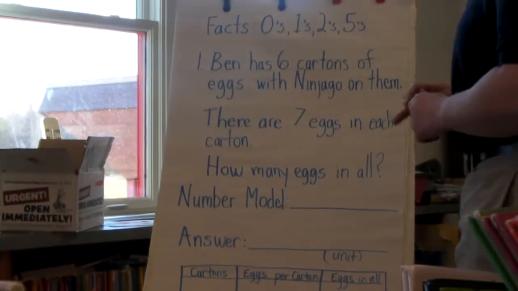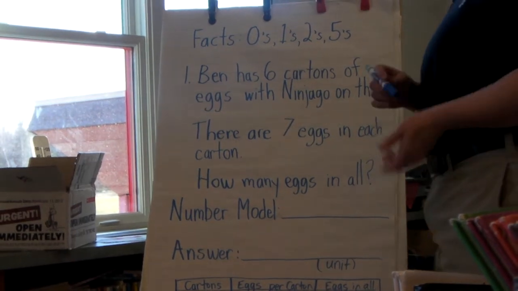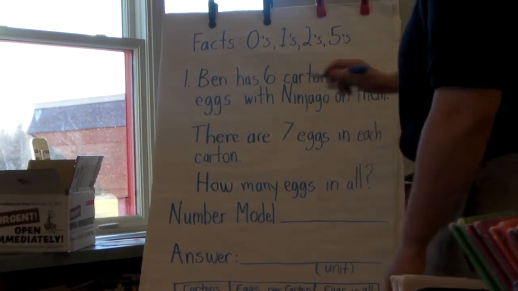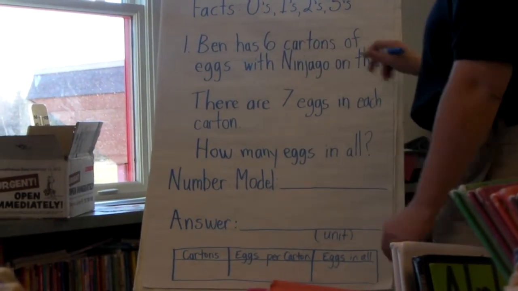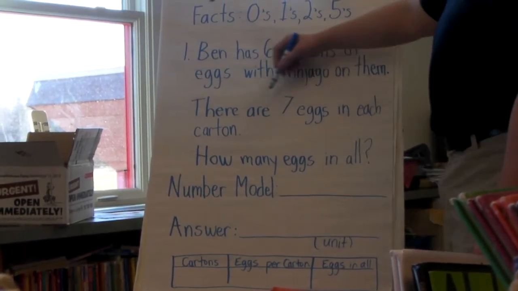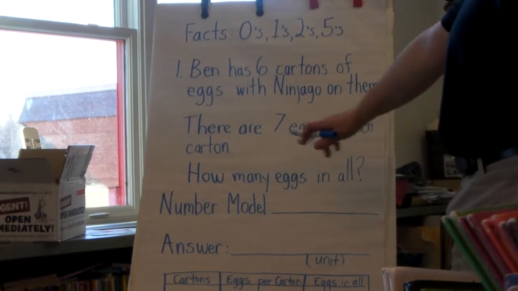Okay, so we're going to take a look at this multiplication number story, which is what we're going to do in class today and also for homework. So this says that Ben has 6 cartons of eggs with Ninjago painted on them. Okay, there are 7 eggs in each carton. How many eggs in all?